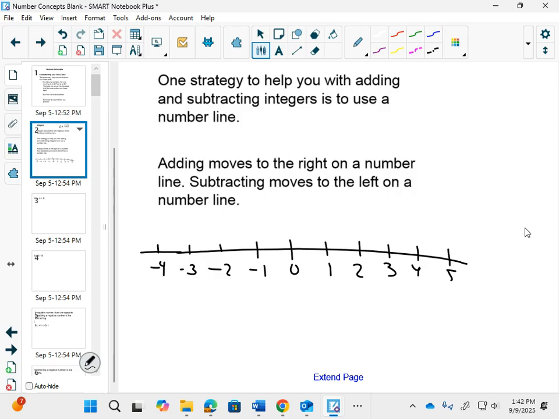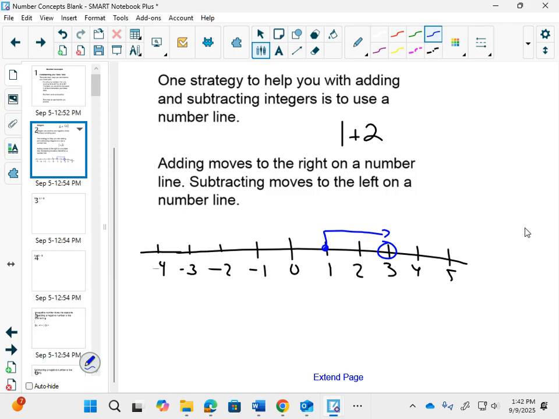So if you had a really easy question that you like go back to grade 1, 2, and 3, if you had 1 plus 2, you know that the answer is 3. On the number line, what does 1 plus 2 mean? It means you start at 1, and adding means that you go 2 to the right. So if I start at 1 and go 1, 2 to the right, I'm going to end at 3, which you already know. 1 plus 2 is 3.